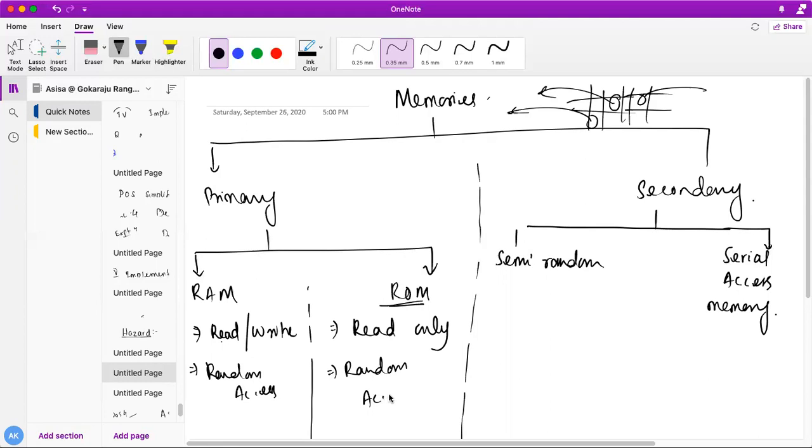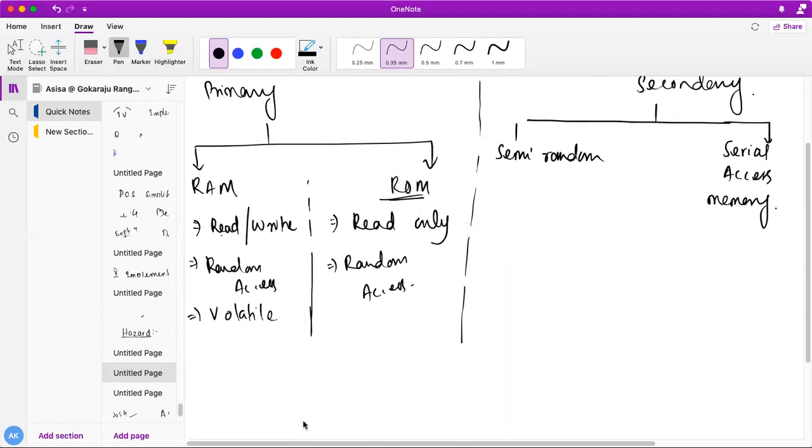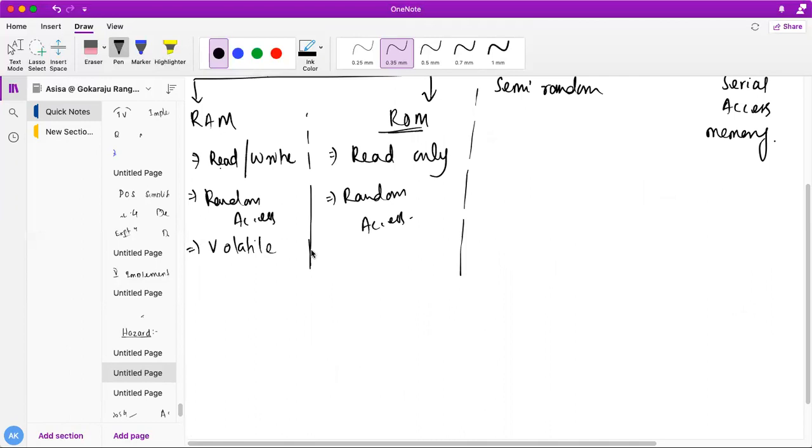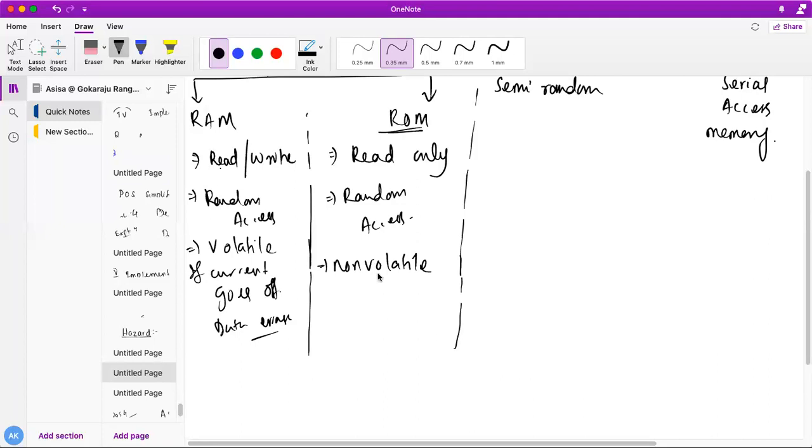This is also random access, but here it is volatile. What is volatile? Volatile means if current goes off, the memory will lose all the data. All the data stored in the memory will be totally erased. But here it is non-volatile. Non-volatile means if current goes off, the data will remain stored.